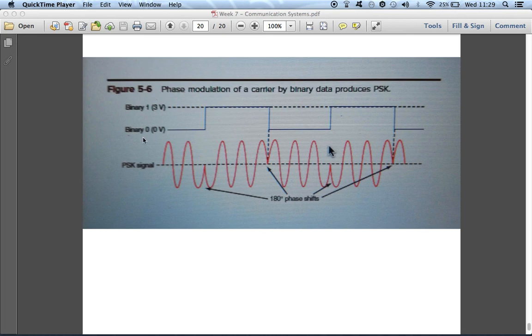Here you can see the binary 0 is represented by this phase representation of the signal, and the binary 1 is represented by this phase representation, and you can see when the information is changed from 0 to 1, there is a 180 degree phase shift which happens at this point.